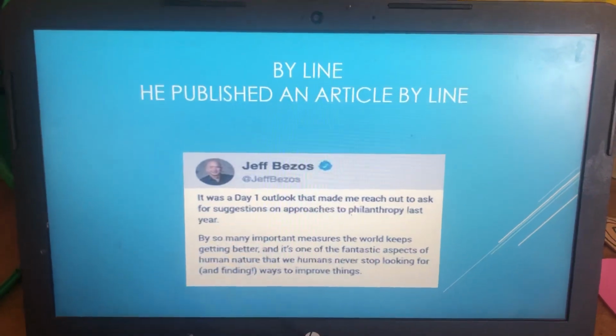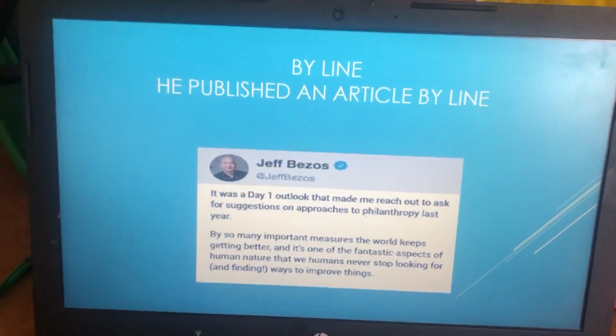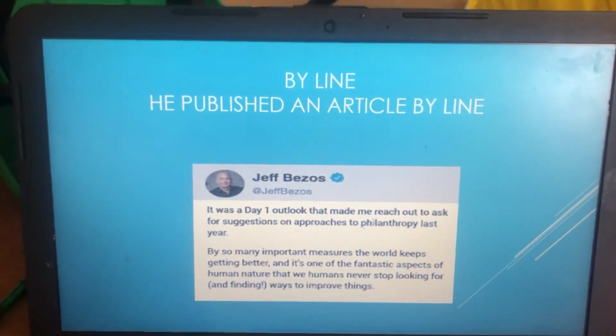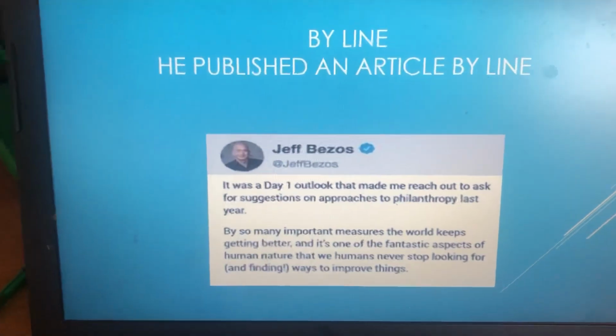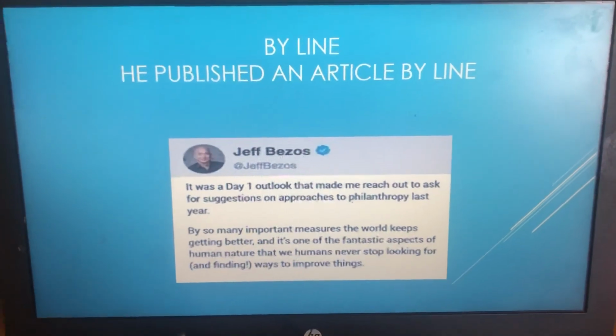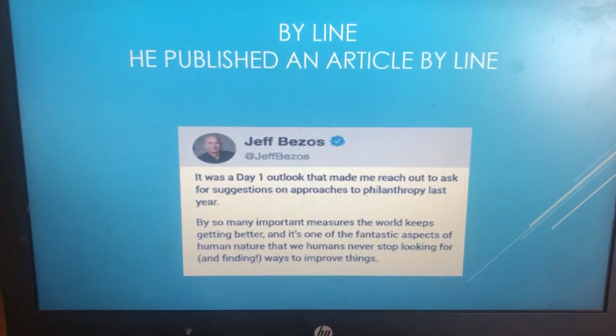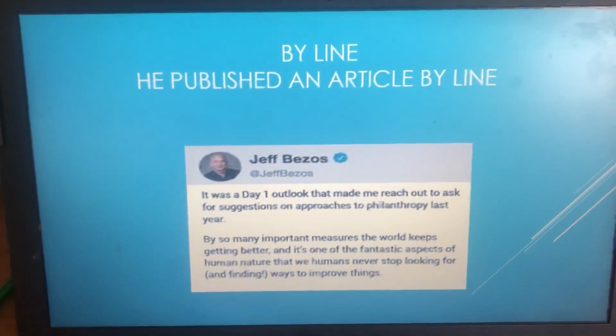Okay, now let's go with sentence number 3. He published an article by line. The word is by line. So for example, in here I put you a picture about someone that in Twitter is publishing some article and it's by line because it's on the web. So guys, please repeat by line.